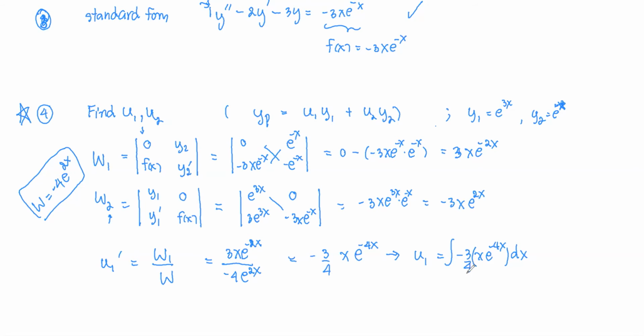I have negative 3 over 4. I'm going to take care of that outside. So negative 3 over 4. And then inside here, by bypass, I can see if I use LEAD, just to make sure I set up the right u and dv.